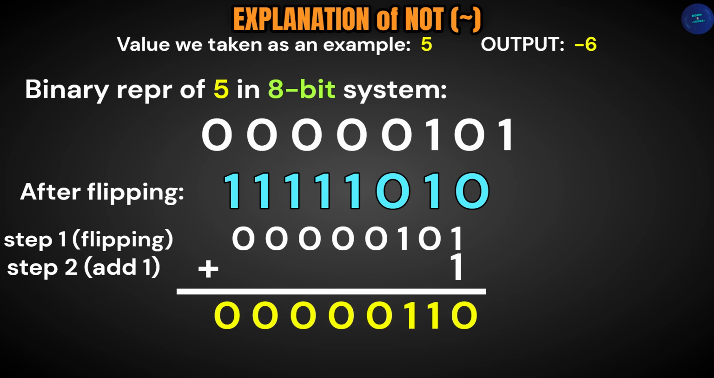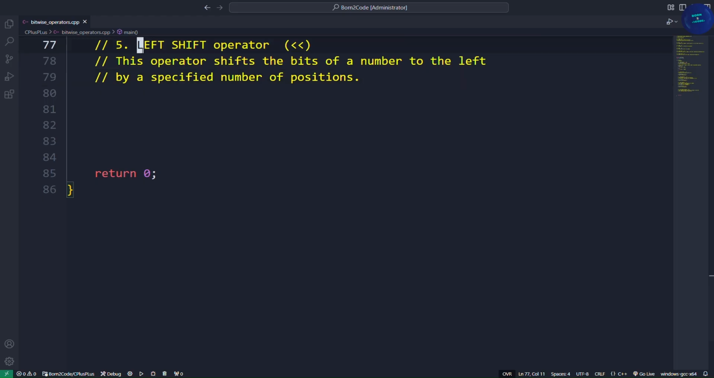Now we got the final binary number. If we convert it into decimal number, we will get 6. And the last step is to add a negative sign. Hence, the final answer is minus 6. Next, we have left shift operator, denoted by the double left arrow bracket. The left shift operator shifts the bits of a number to the left by a specified number of positions.